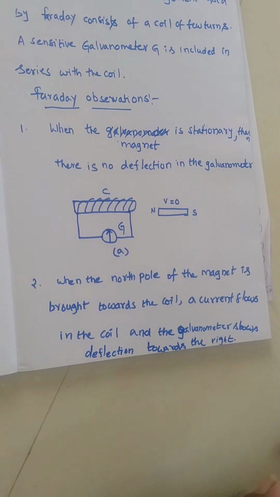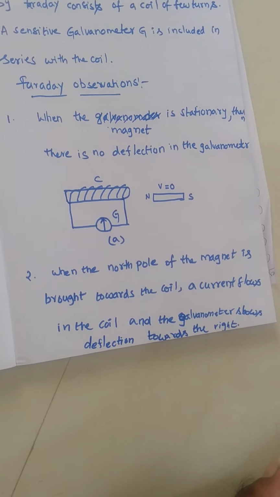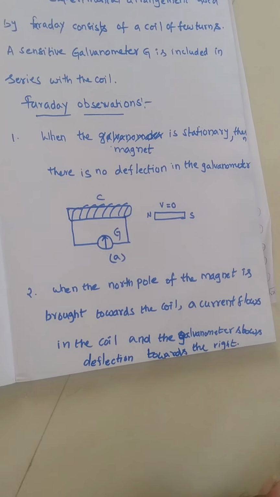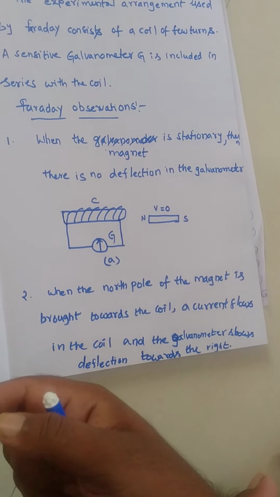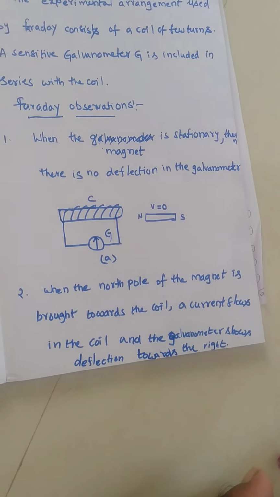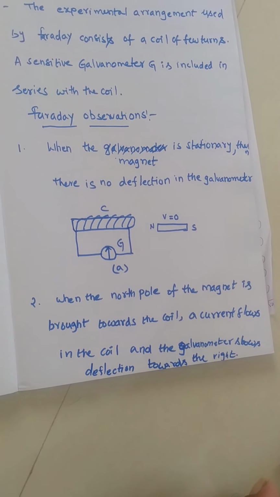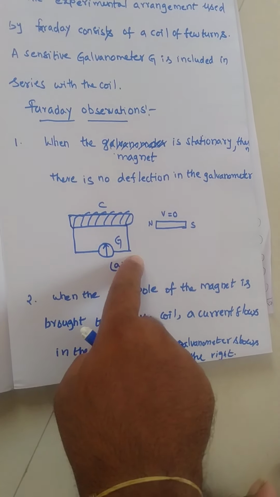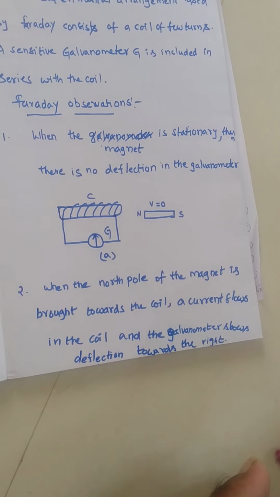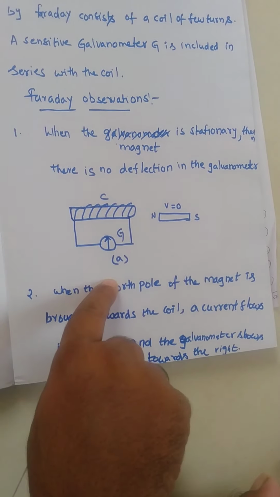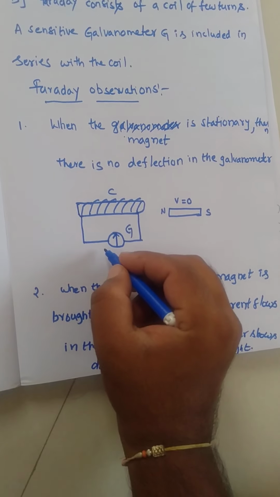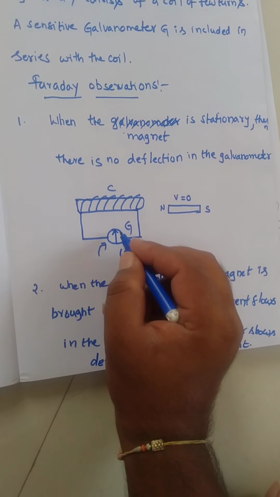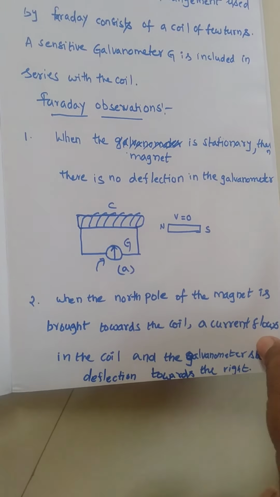Already we discussed that a magnetic field, magnetic flux or magnet also produces a change in current in the coil. Here it was observed that when the north pole of the magnet is brought towards the coil, a current flows in the coil, meaning there is a deflection in the galvanometer towards the right. If the pointer is vertical, there is no deflection. And the second diagram I will draw.